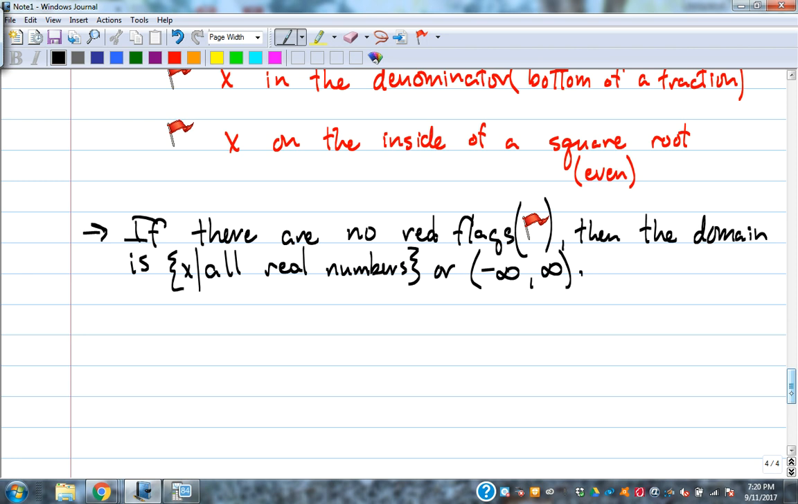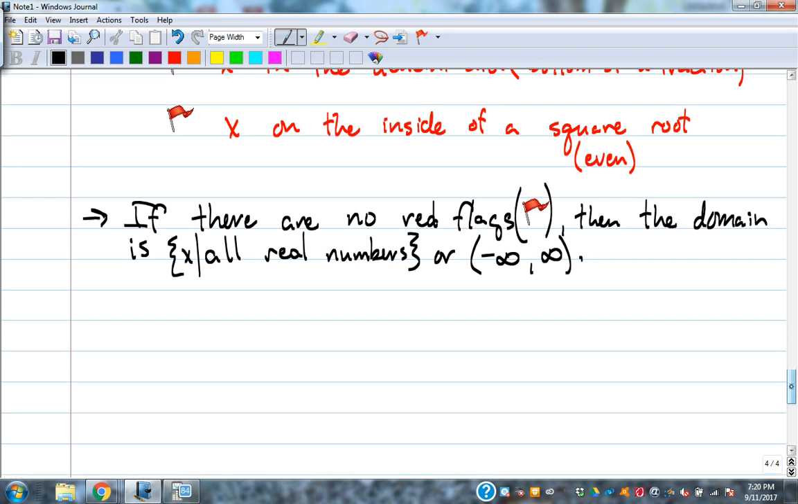All right, so the default domain, all real numbers. That's the one you would normally pick, okay? Unless there's red flags. If there's red flags, you know you've got to change it. That's when you've got to change your domain, when there's red flags. So we're going to look at some equations and get the domain, looking for red flags. If there are no red flags, what's the domain? All real numbers, negative infinity to positive infinity. That's the interval notation for that, okay? So let's look at some examples, and then we're going to figure out what to do, okay?